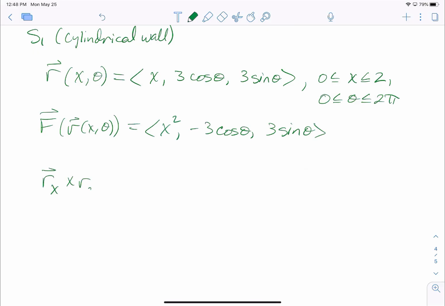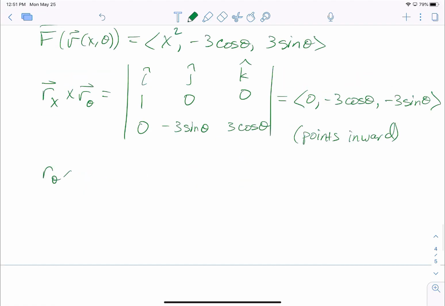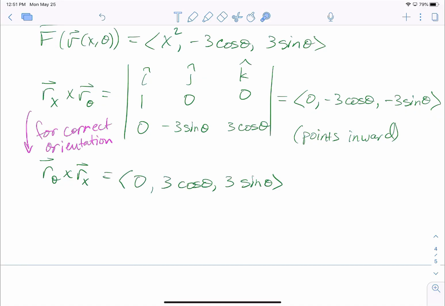r_x cross r_theta will be i, j, k, this determinant. r_x is going to be 1, 0, 0. r_theta is going to be 0, negative 3 sine of theta, 3 cosine of theta. And you'll see that that cross product gives us 0, negative 3 cosine theta, negative 3 sine theta. But for any particular value of theta, that's going to point inward. So to fix that, we use r_theta cross r_x, which has the opposite sign. And so for the correct orientation, our normal vector is 0, 3 cosine theta, 3 sine theta.